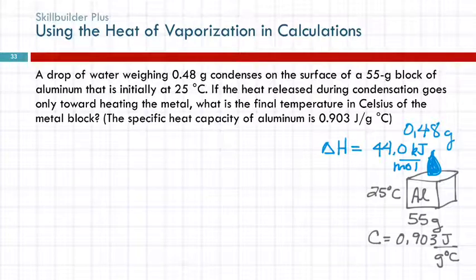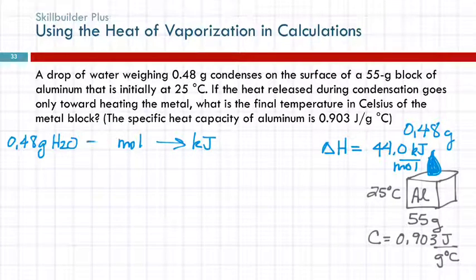So we have water condensing. It's releasing energy. It's releasing heat. When you put heat into a block of metal, it causes the temperature to go up. We're not going to worry about that just yet. We're going to see how much heat the water releases. This is similar to the calculation we just did. Here we have 0.48 grams of water, and we want to know how much heat is released. So we could get kilojoules of energy. We looked up the heat of vaporization, 44 kilojoules per mole. So if we have mole in the middle here, we can get from grams to moles to kilojoules. Very similar, it's just we're starting with grams instead of kilograms.